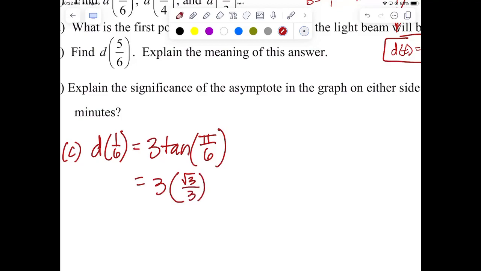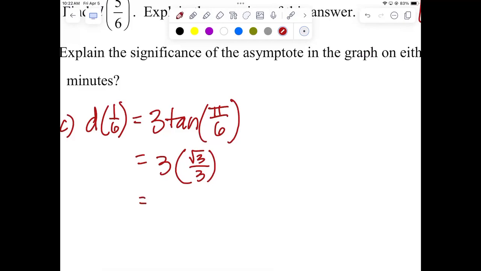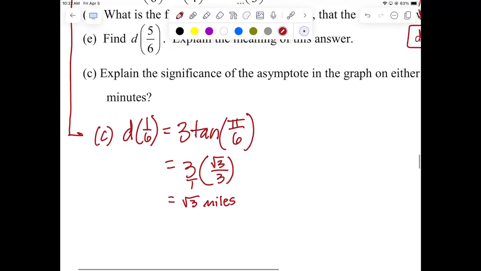Y'all know that. You're just being shy. Right, Tom? All right. Now notice what happens to the 3's. That's 3 over 1. So the 3's divide out, so you get the square root of 3 miles, which I think is 1 point something, right? Would you agree? Square root of 3 is 1 point something. So a sixth of a minute is how many seconds? 10 seconds. Yeah. So in 10 seconds, the beam of light goes from 0, straight perpendicular to the shore, to more than a mile down the shore. That's pretty fast, right? Square root of 3 miles in 10 seconds. That's pretty fast.